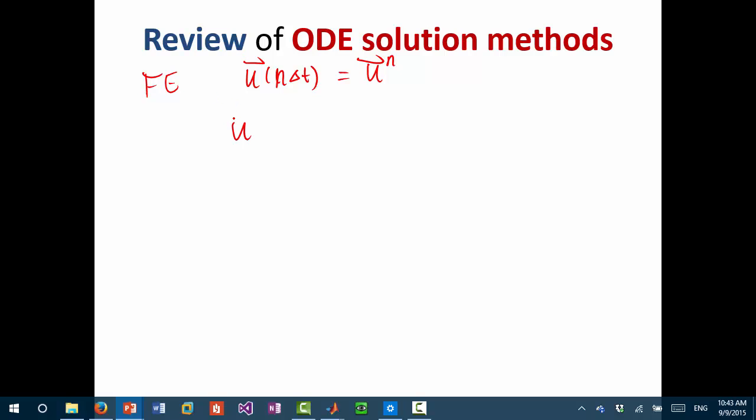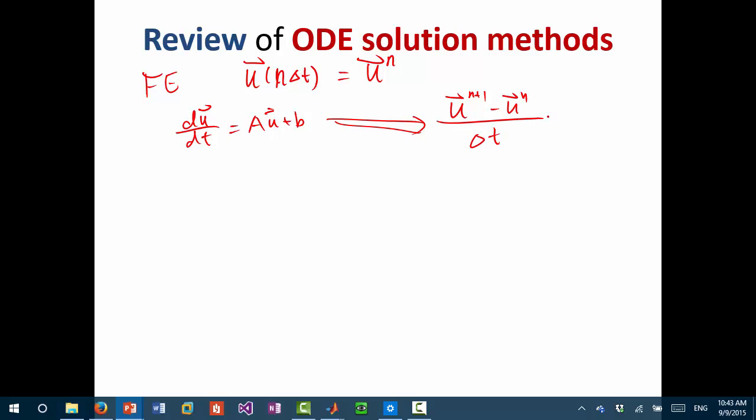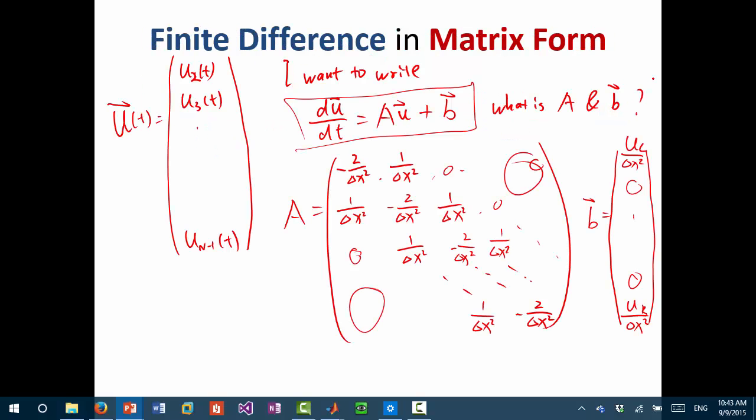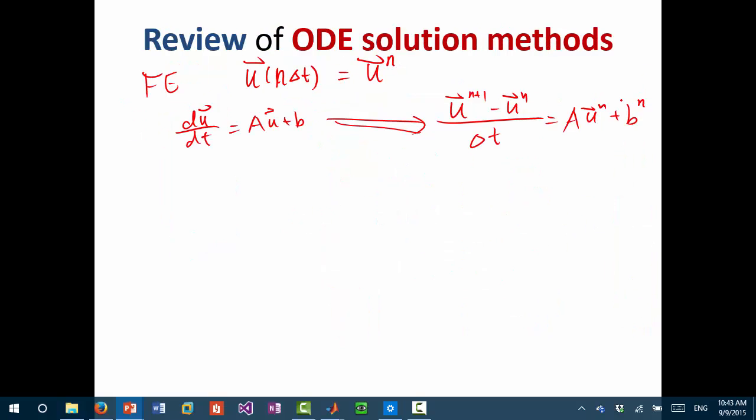Then forward Euler means I'm going to write down the ODE: du dt equal to Au plus b is discretized into (u of n plus 1 minus u n) over delta t is equal to A times u n plus b. And my b, remember, depends on the boundary condition. It may also be time dependent, so I'm going to write b as also a function of n here.